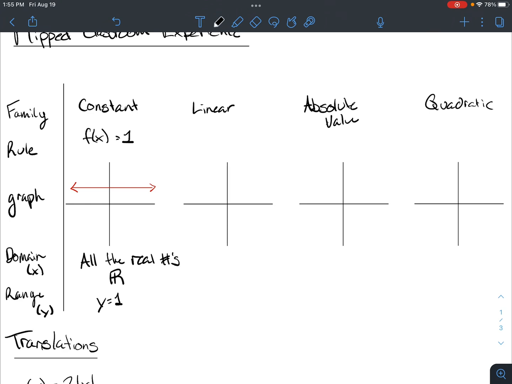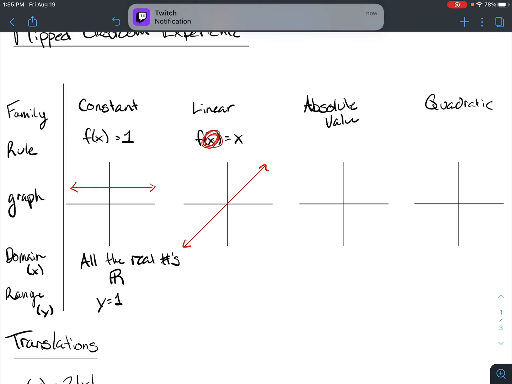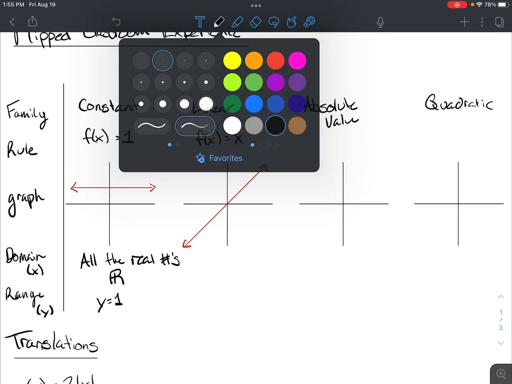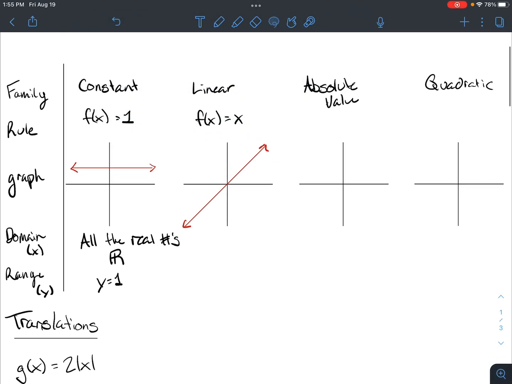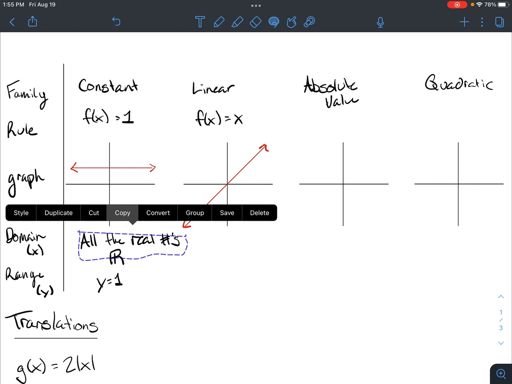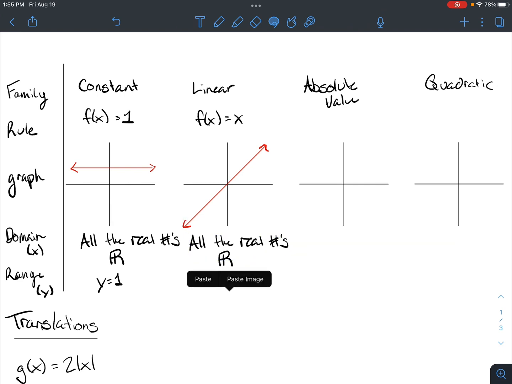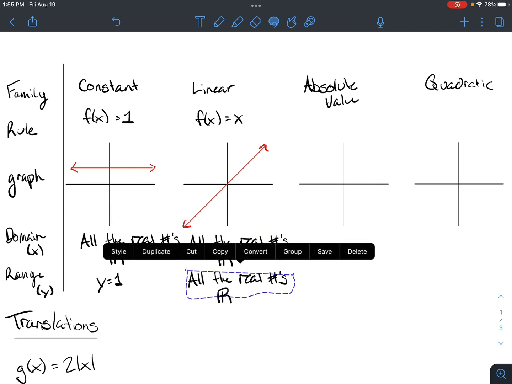Linear, it's a line. So our function of x is going to contain something with x. And if we draw this exact function, it's going to look like this. So whatever your x value input is, that's also going to be our output. So when it comes to the domain, we are also going to have all the reals, and the range is also going to be all the reals.